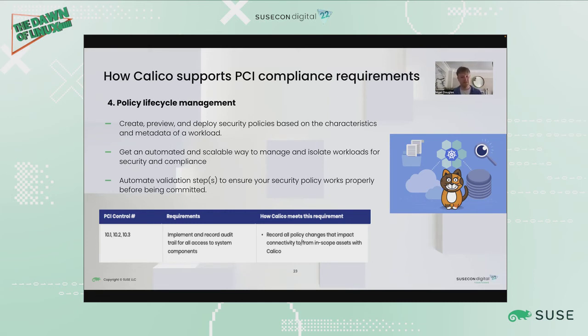So in this case, we record all the policy changes that are made and the connectivity that's associated with those assets. So if it's a change to a pod, if it's a change to policy, if it's a change to a network set, we keep a historical trail of those changes and we can see who made them and at what time.